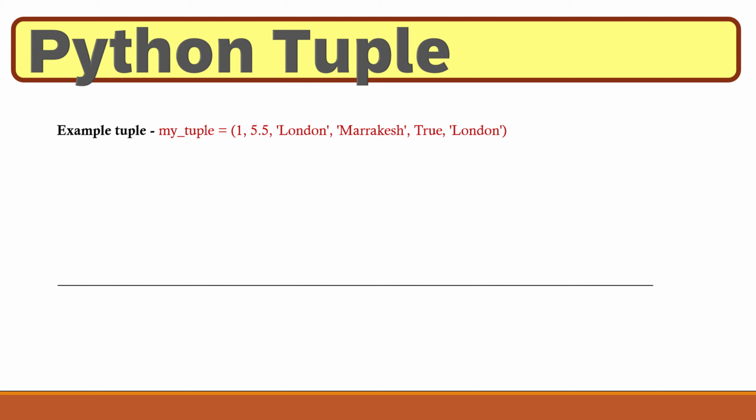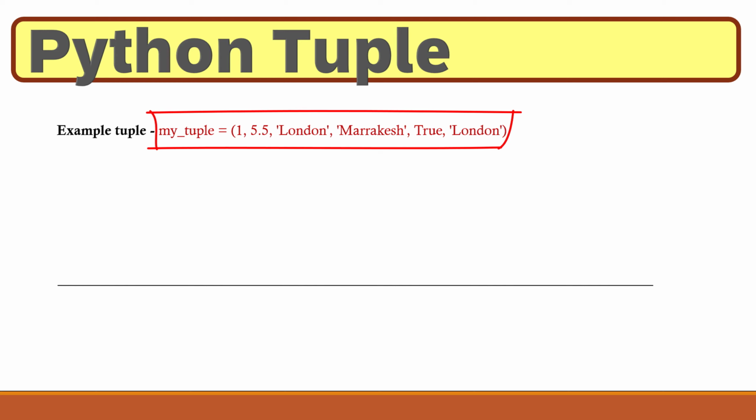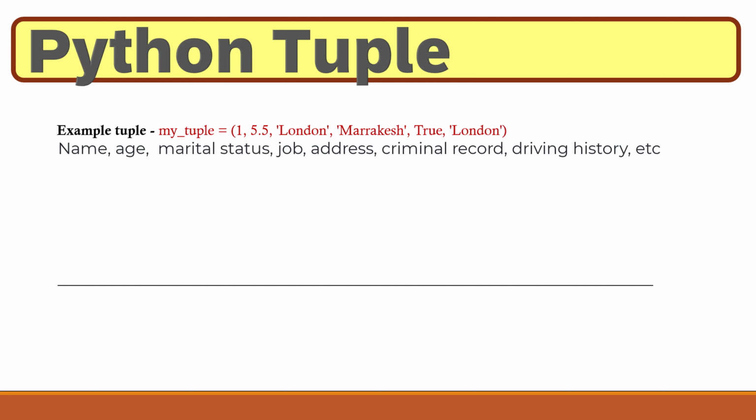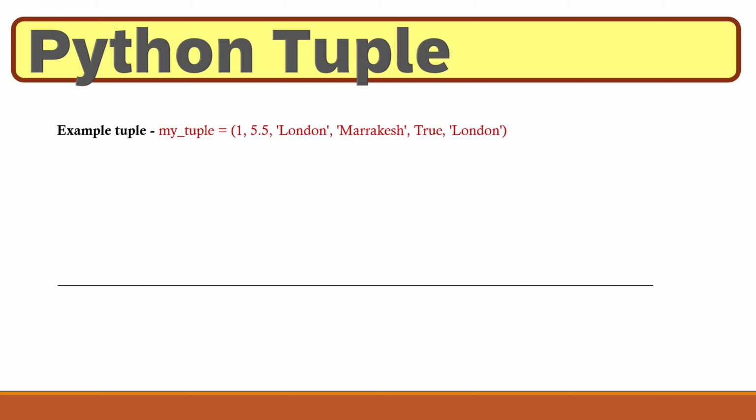We can add any data type within a tuple, such as integers, floats, strings, boolean values, etc. And we can see in the example tuple, my_tuple, it has random data inside it. But a tuple is typically used to group related data. For example, it might be a record of a person's ID or information on them for, let's say, insurance purposes. For example, their name, age, marital status, job, address, criminal record, driving history and so on. So this is just an example of the type of information you could see inside a tuple.